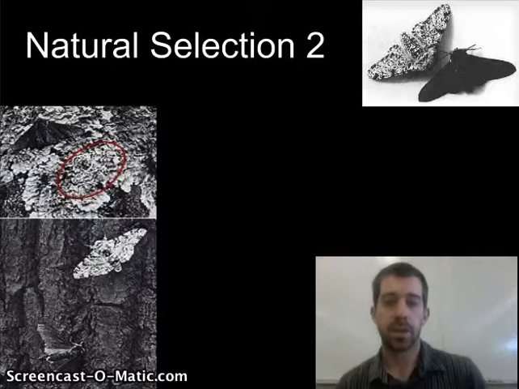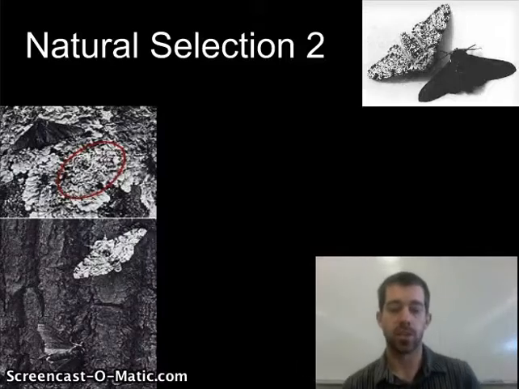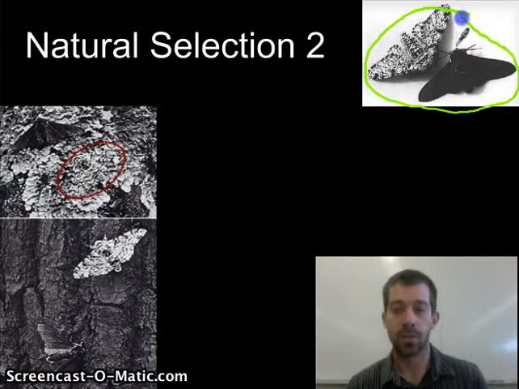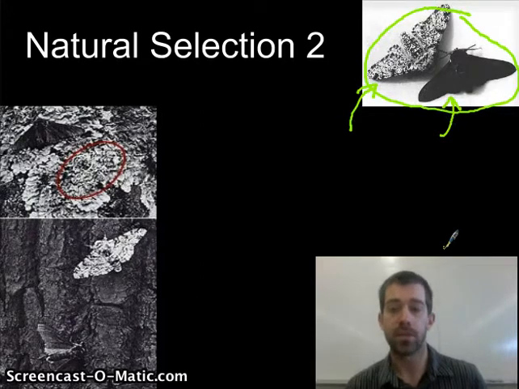Okay, so we're going to be talking about some different examples of natural selection and how that has led to changes in real organisms and real evolution. So the first, most classic example is the example of the peppered moth. The peppered moth has two phenotypes. It's got a white phenotype and a black phenotype.